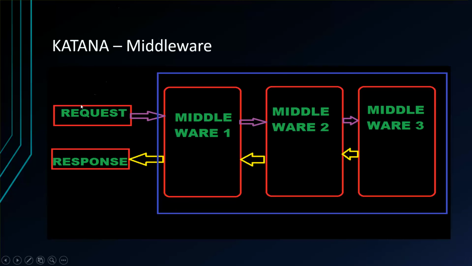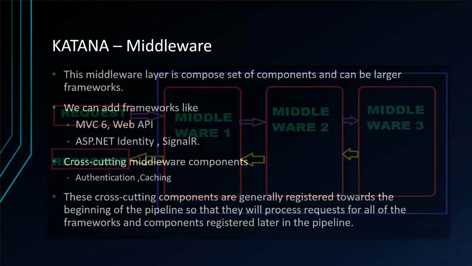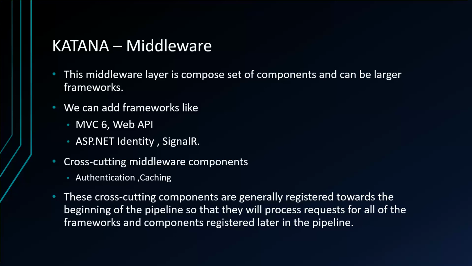Once we request web pages, the request goes to the first middleware. As soon as the first middleware completes its roles and responsibilities, it passes the control to the next middleware. As soon as middleware 2 completes its responsibility, it passes to middleware 3, then it passes to the server. So the middleware layer is composed of a set of components and can sometimes be larger frameworks. The supported frameworks are MVC6 and Web API, ASP.NET Identity and SignalR.